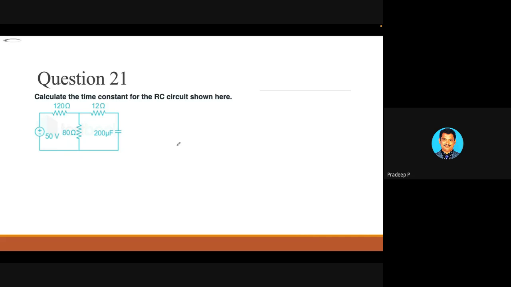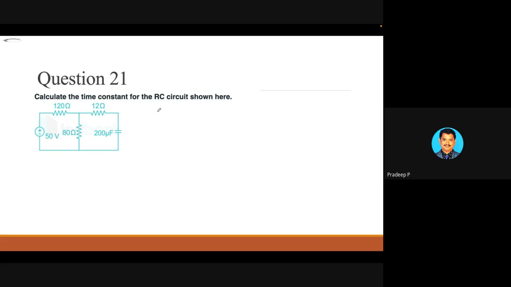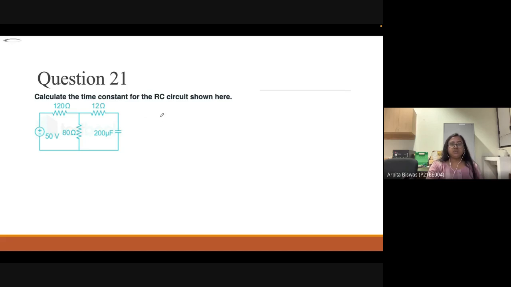9.6 millisecond, madam. Okay, let's solve the question. 120 parallel with 80 ohms, plus 12 ohms, multiplied by 200 microfarad. Okay, let's calculate it. To find the RC circuit, just short the voltage source. The 120 ohm is parallel with the 80 ohm, and then there is a 12 ohm and this capacitor, which is 200 microfarad.